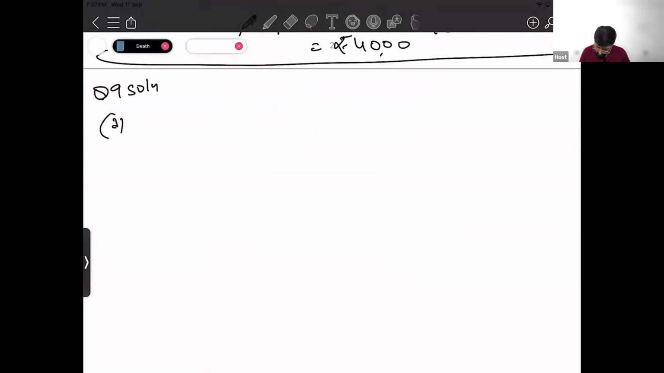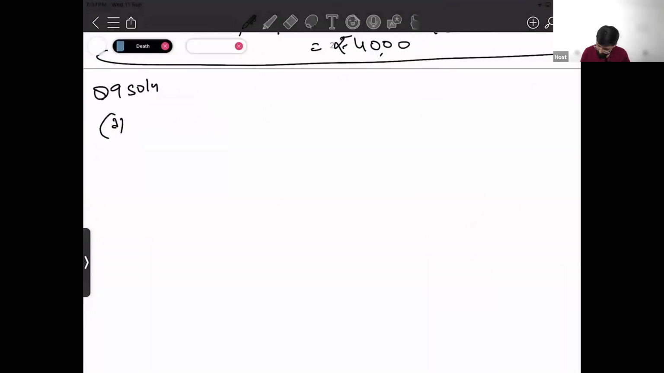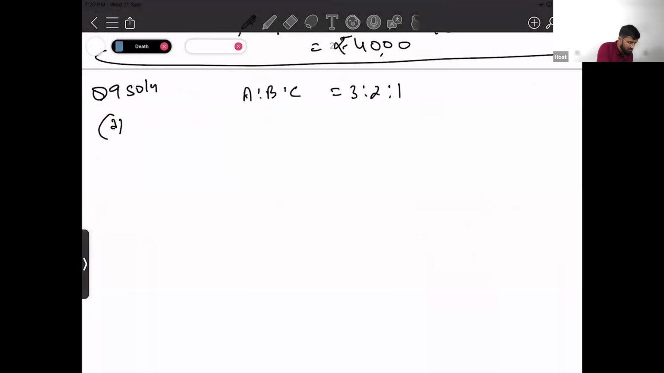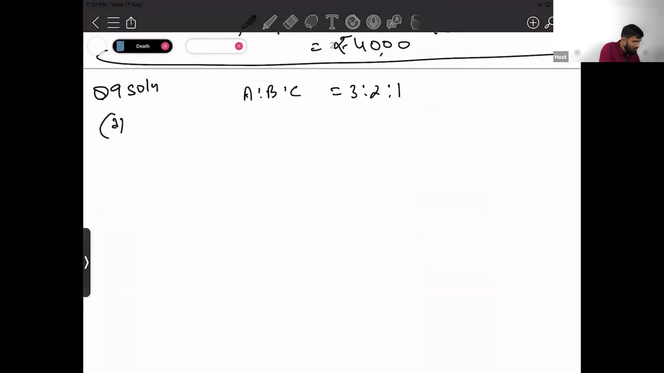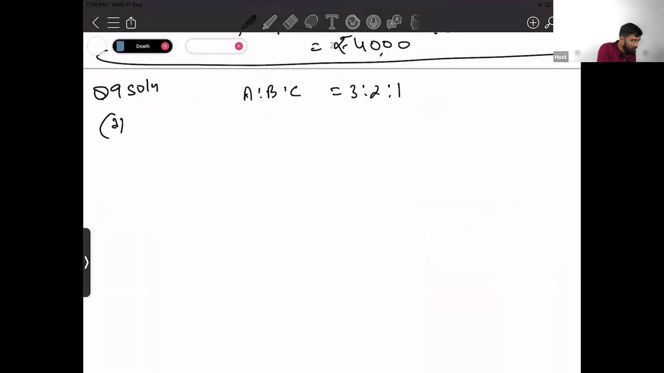There are how many partners? A, B, and C, 3, 2, 1. A, B, and C, 3 is to 2 is to 1. Wait, let me just do some changes in my network. Just give me 2 minutes.